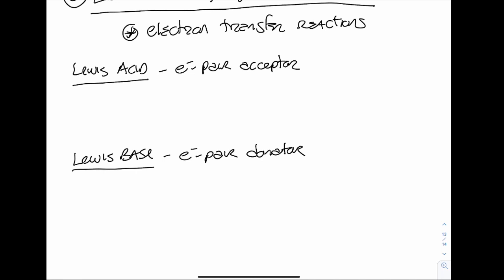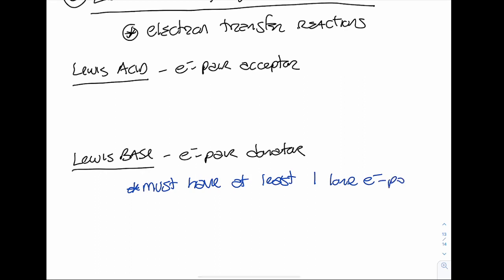So to donate an electron pair, the base first has to have an electron pair. So to identify a Lewis base, it's always going to have at least one lone pair of electrons. So it must have at least one lone electron pair or non-bonding pair, whatever terminology you like better. Right? If it's going to donate electrons, it has to have electrons to donate. It has to have an electron source. In this case, that source is going to be a lone pair.